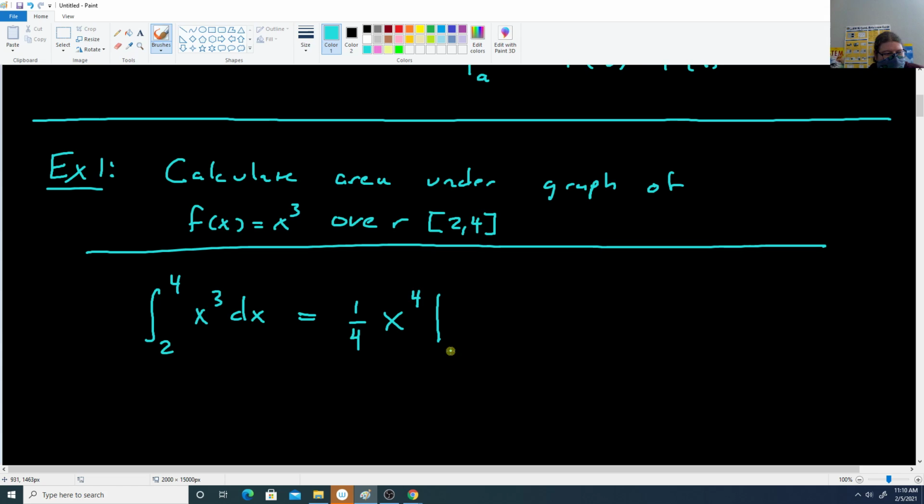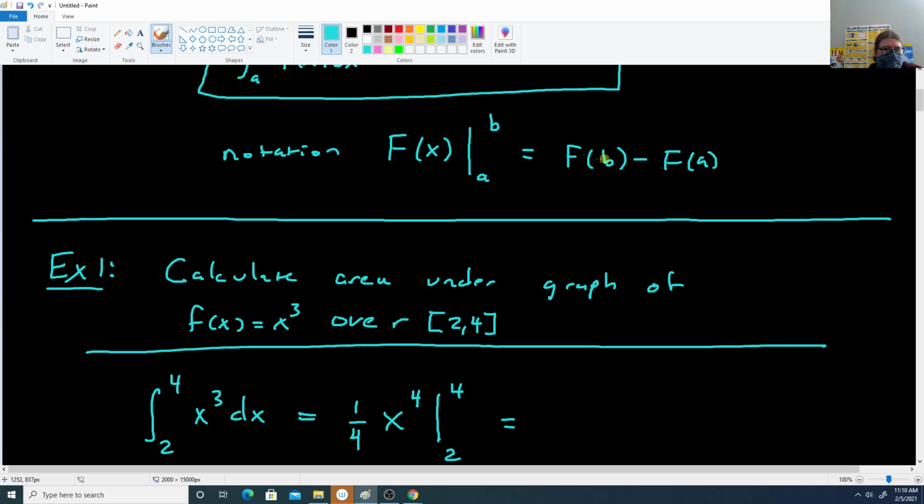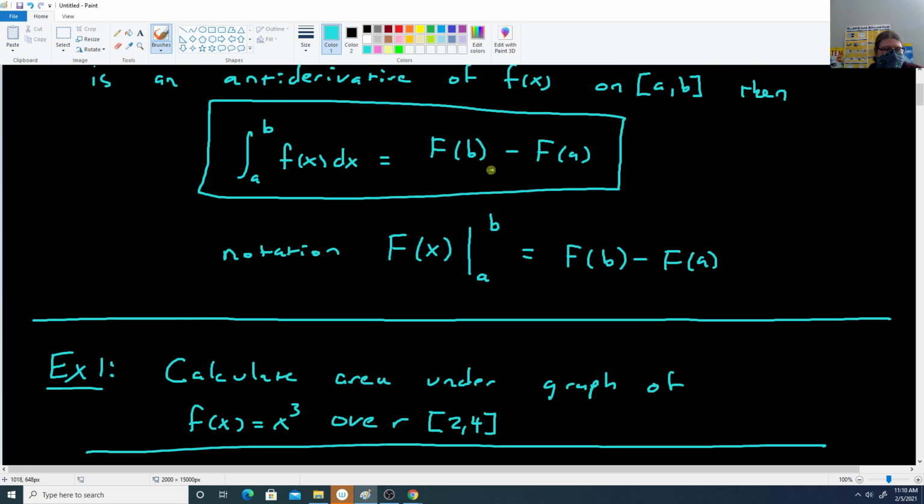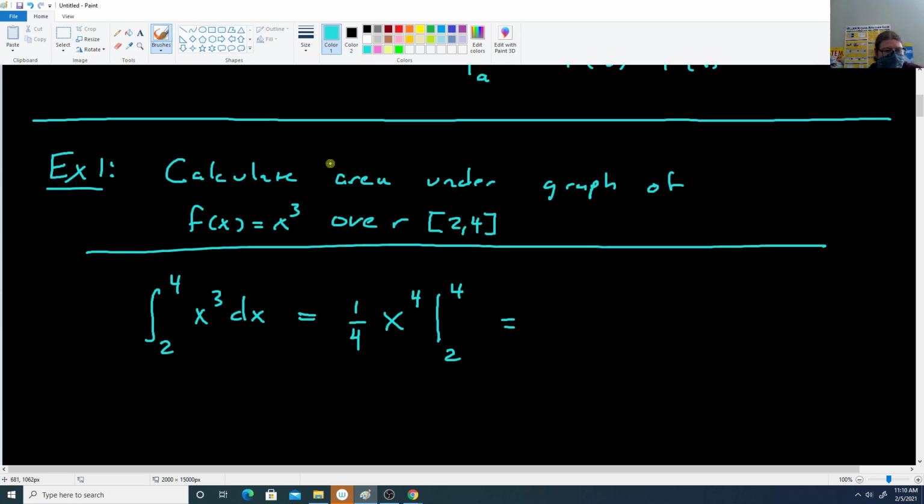We're going to evaluate that at the lower limit and the upper limit. So again, this notation here equals F of the upper limit minus F of the lower limit. And fundamental theorem of calculus part 1 says that all these things will equal. So we get 1/4 evaluate the upper limit, so it's 4 to the 4th, minus 1/4 evaluate the lower limit, 2 to the 4th. And then we'll see what that ends up being.